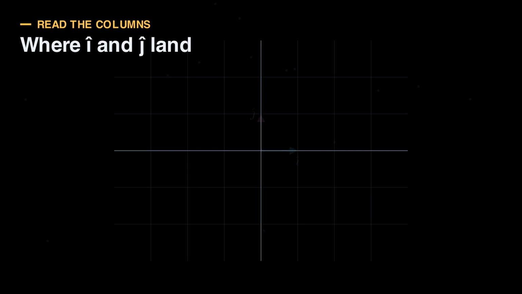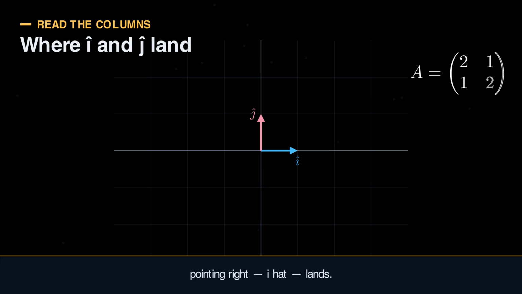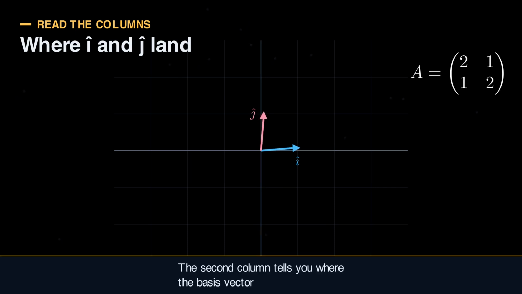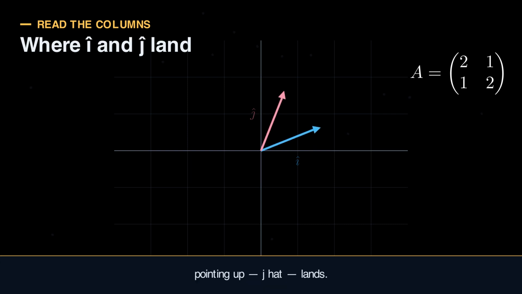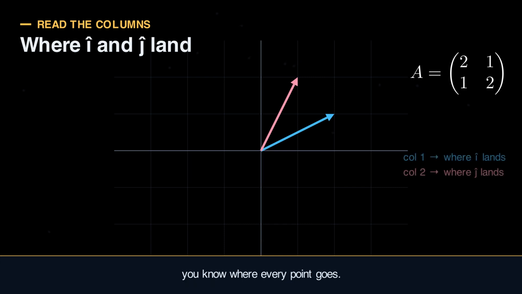Here is the key to reading any matrix. Look at its columns. The first column tells you where the basis vector pointing right, i hat, lands. The second column tells you where the basis vector pointing up, j hat, lands. Once you know where those two arrows go, you know where every point goes. The columns are the whole story.